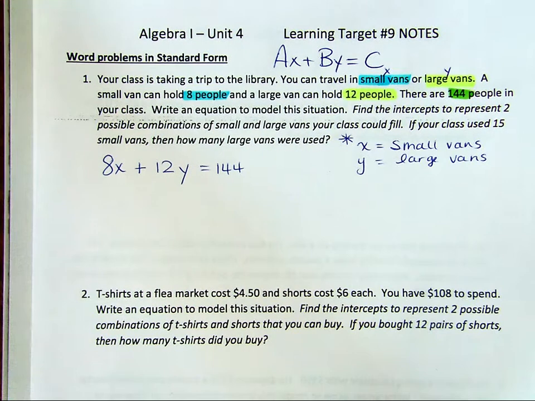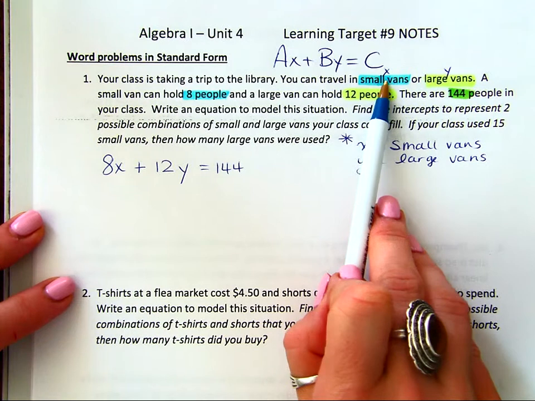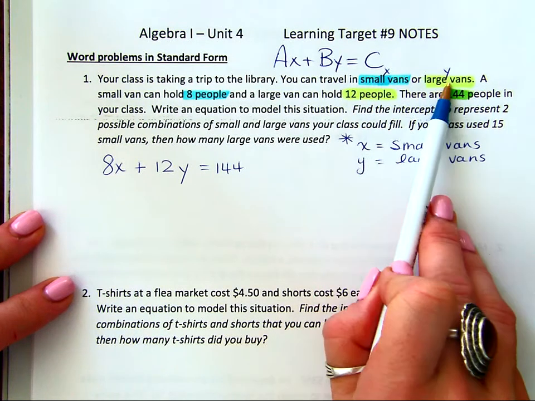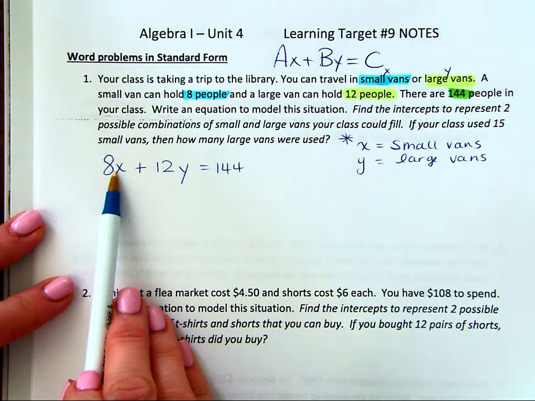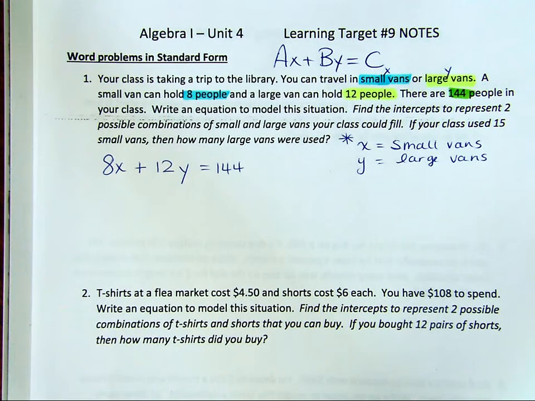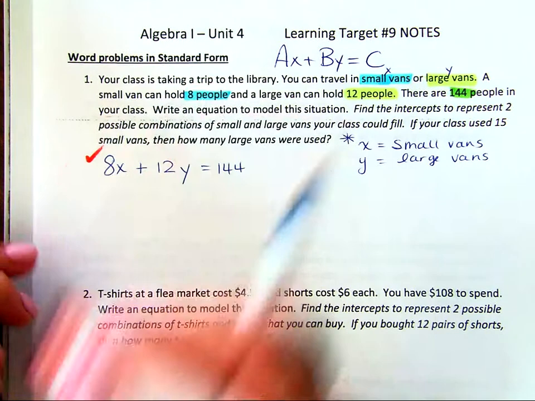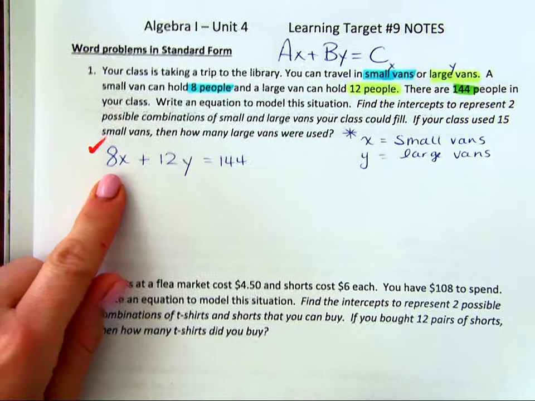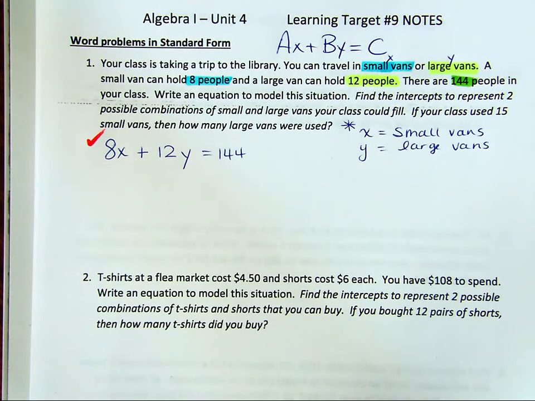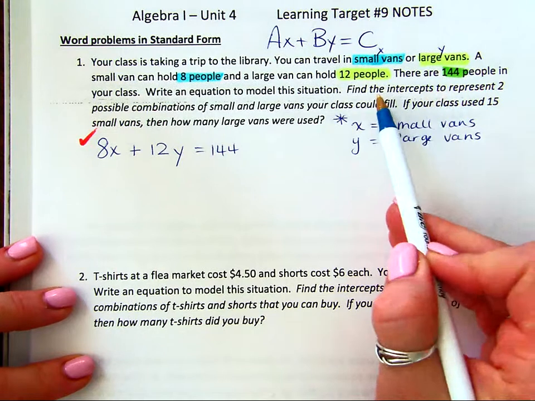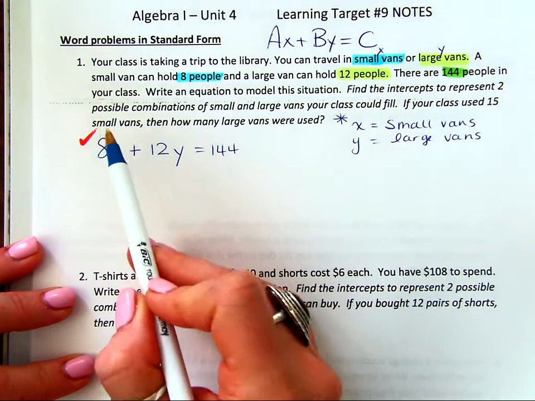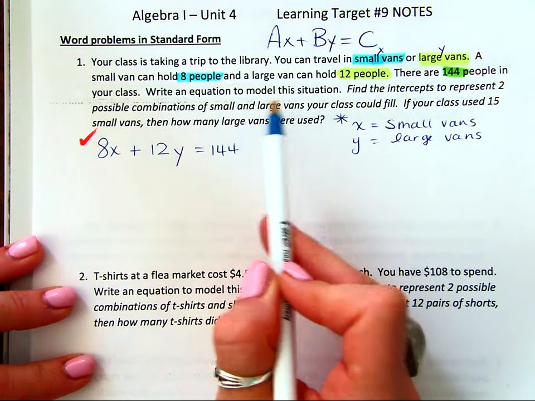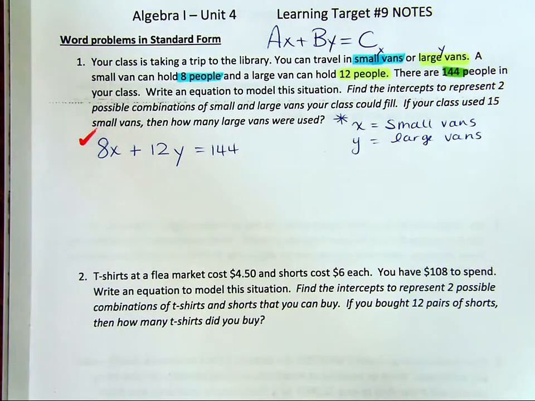That's your standard form. So we assigned an X value to our first variable, a Y to our second. We said 8X plus 12Y equals 144. There's your first checkpoint. So this is a 3-point problem. Point 1 comes from getting that equation. Okay? The second point is going to come from you finding the intercepts. Find the intercepts to represent 2 possible combinations of small and large vans that your class could fill.